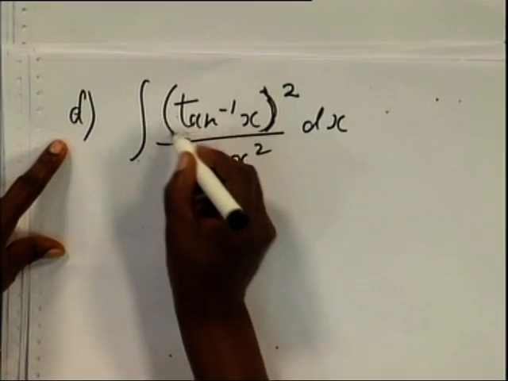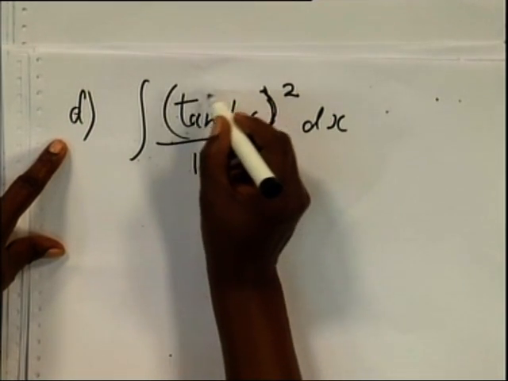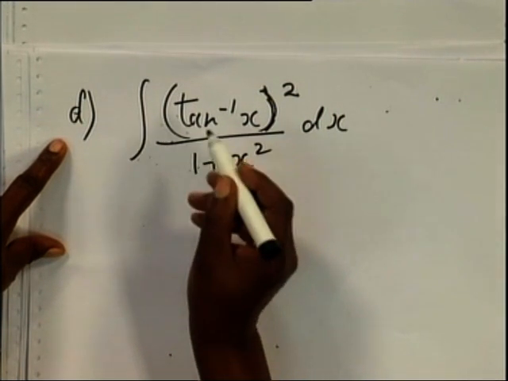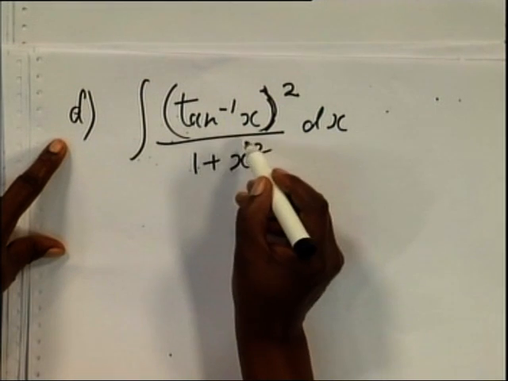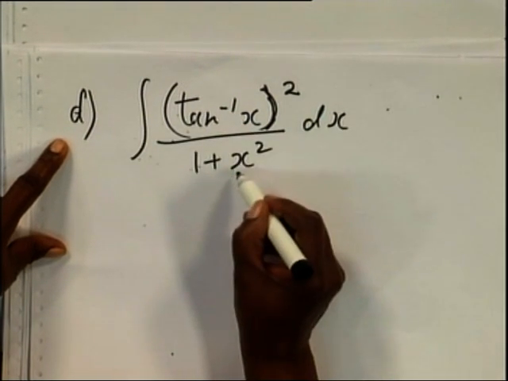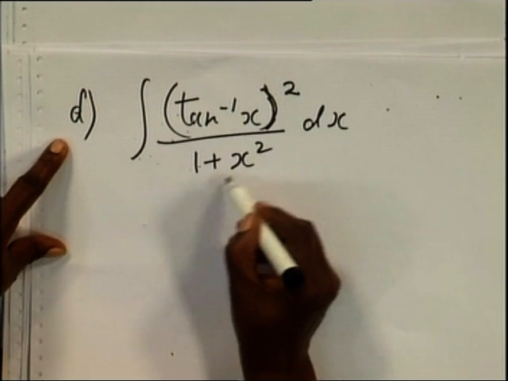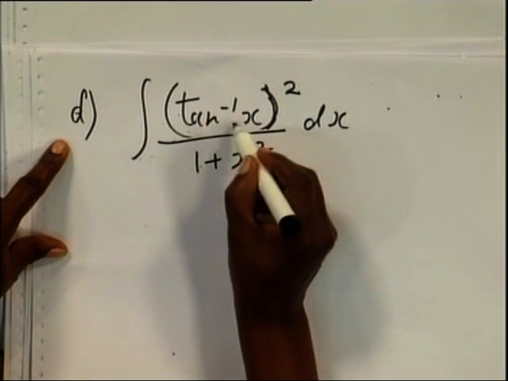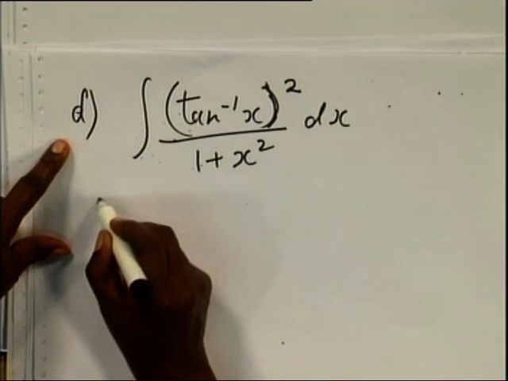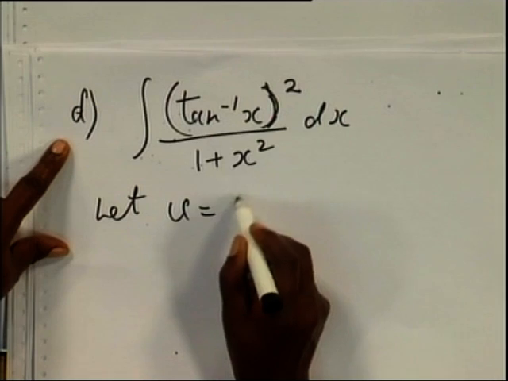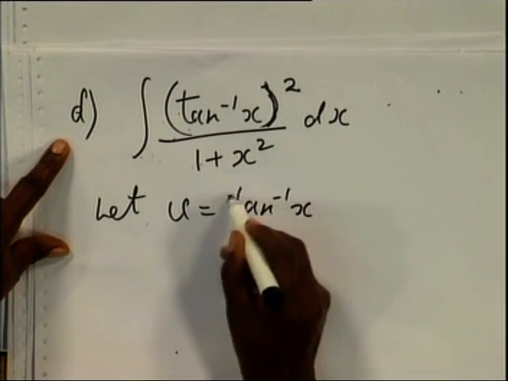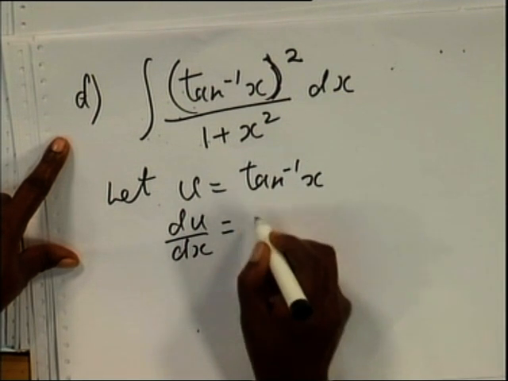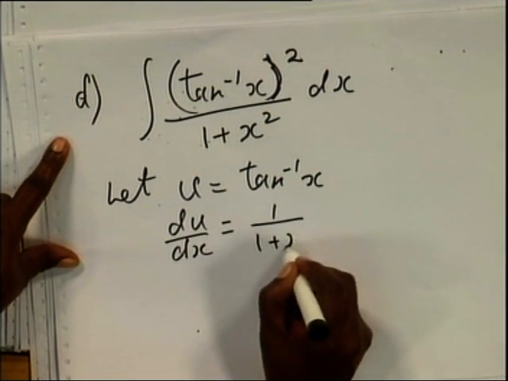Now here, I'm going to take my u to be tan inverse, because if I take this one, it won't help me. So I'm going to ask myself, what did I differentiate? What is the relationship? When I see this one here and this, I say, oh, the derivative of this one is here. So if I let my u equal to this, and if I differentiate it, this part might go. So that's why I'm saying let u equal to tan inverse of x, so that du/dx is equal to 1 over 1 plus x squared.